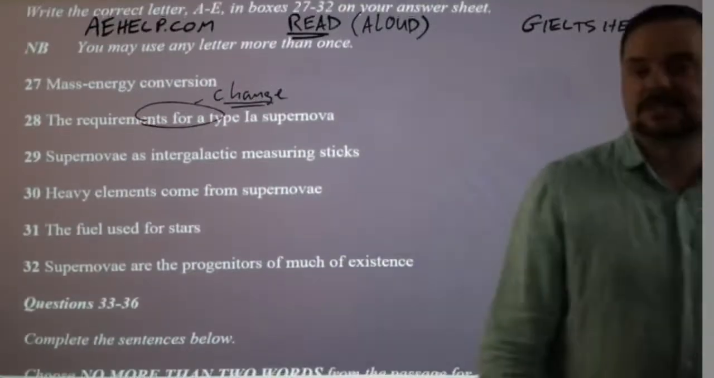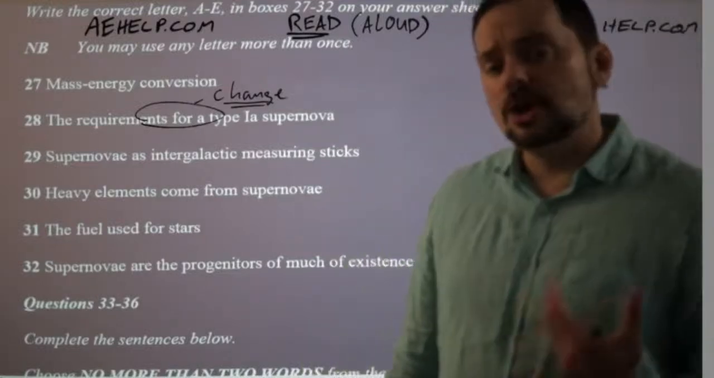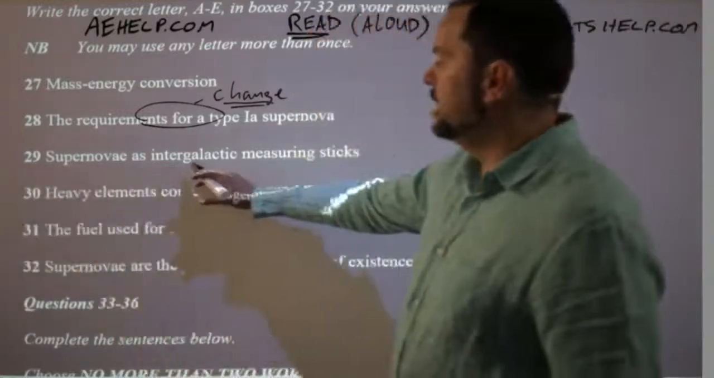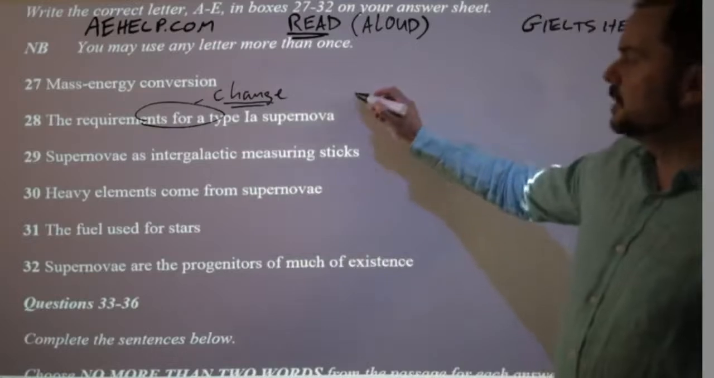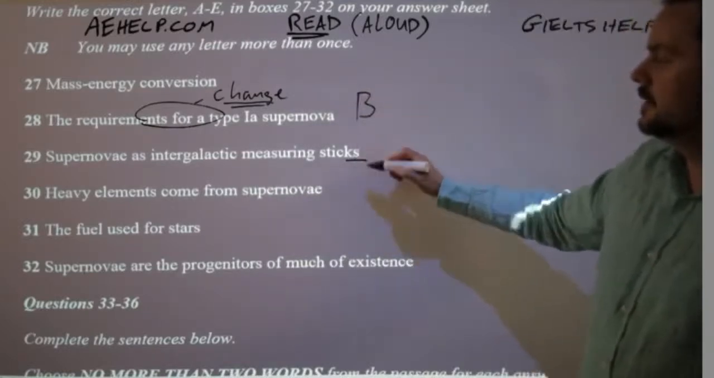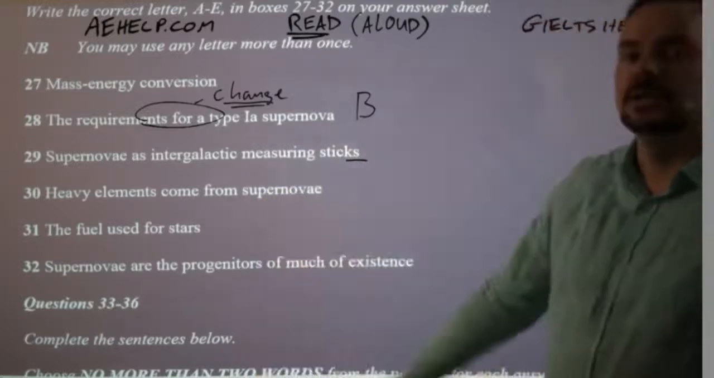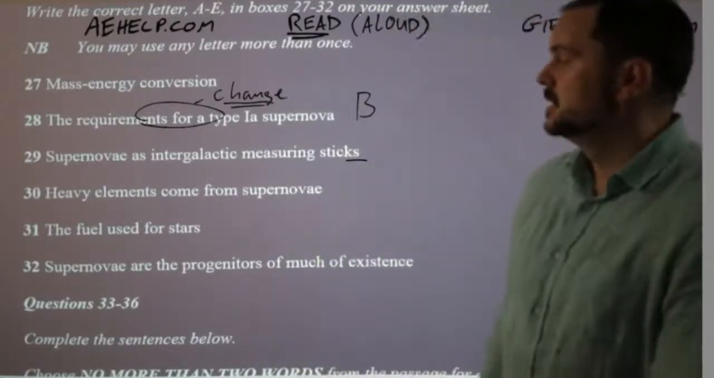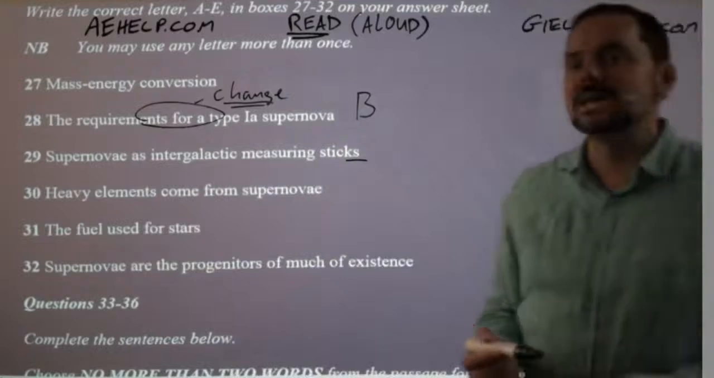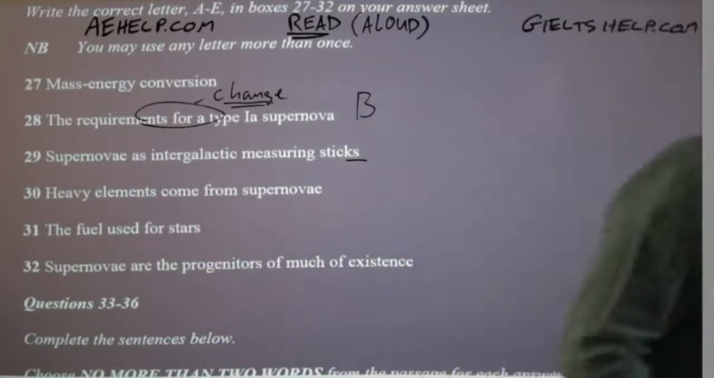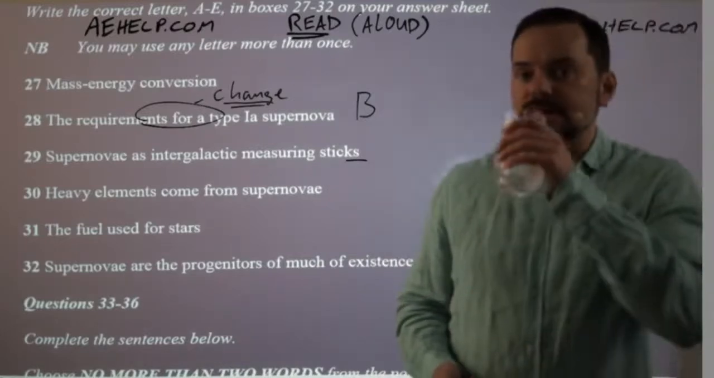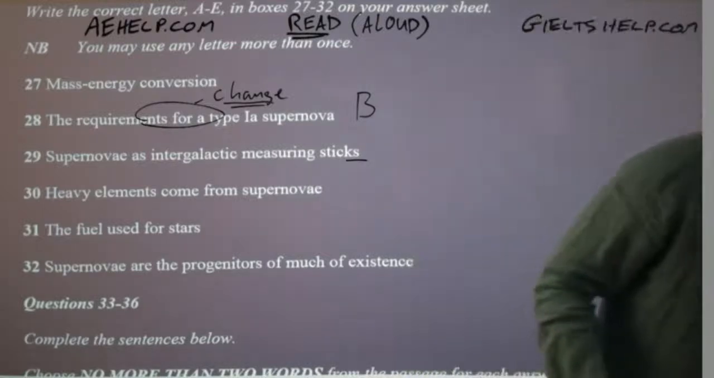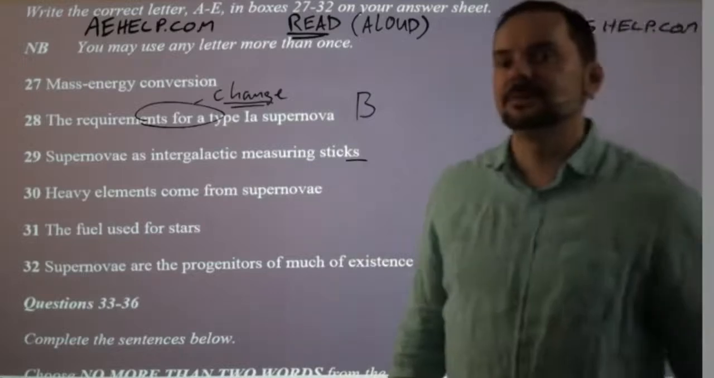Now, again, keep in mind what I've said several times before when doing the reading. You should not be searching for every single answer, okay? So number 29, supernovae as intergalactic measuring sticks. That one should be quite quick. So this one, the standard candles, okay? Again, when you only have 5 paragraphs, you should not have to look at the reading to answer this. So supernovae as intergalactic measuring sticks. Which one is that? Which paragraph talks about that?